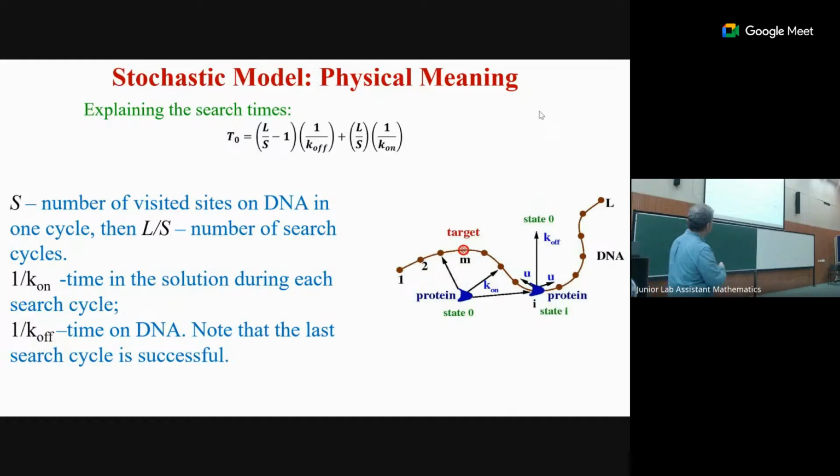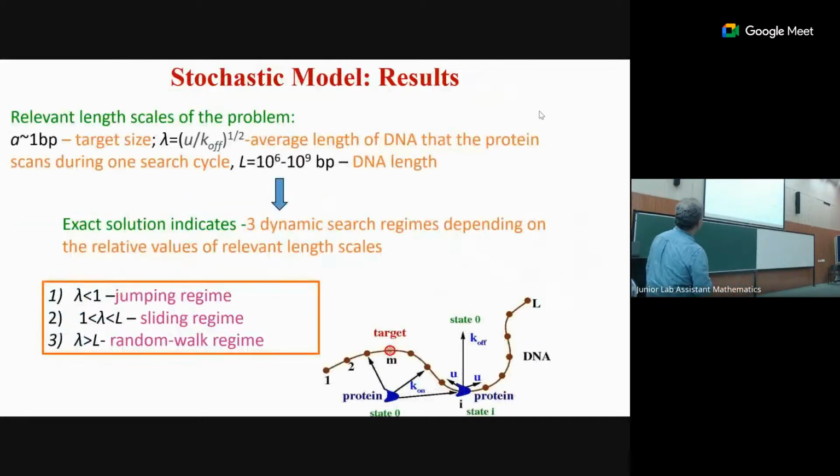It's actually a little easier to present it this way, and then you can explain this result even without doing mathematics. So capital L, again, is the length of DNA. Capital S is the number of sites that the protein visits in one cycle. Then L divided by S is the number of search cycles. 1 over k_on is the time to be in solution during each cycle. 1 over k_off is the time to be on DNA. Essentially, the formula says L over S is how many times I have to be in solution, and this is how many times I have to be on DNA. The reason there is a -1 here is because your last excursion to DNA will be successful. So this is a formula we can easily explain, and it has physical meaning.